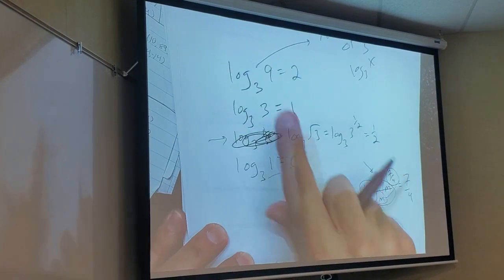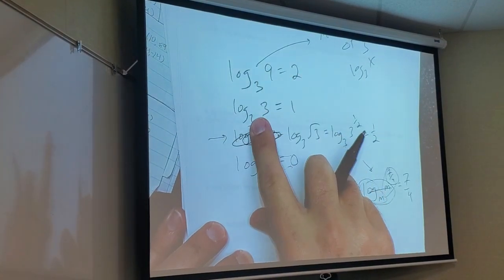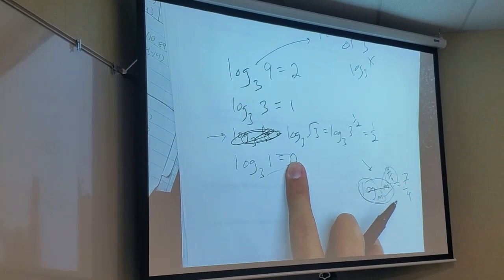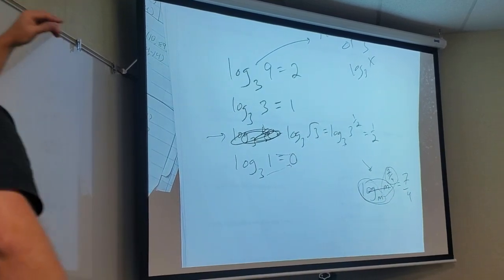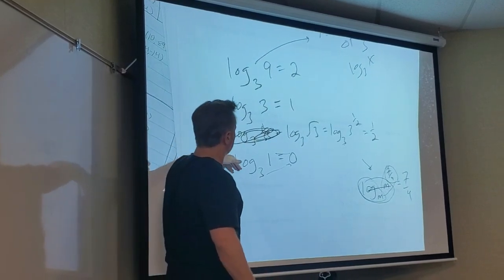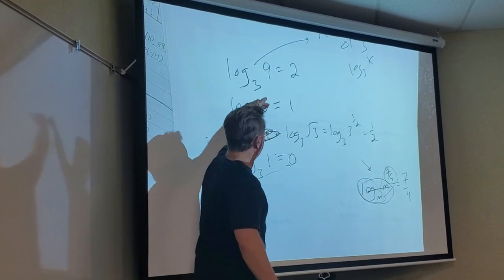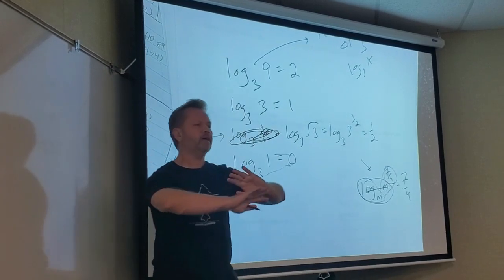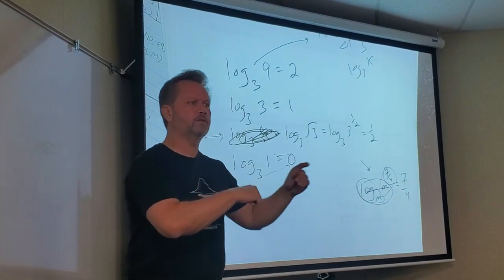Okay, so log base 3 of 9 is 2. Log base 3 of 3 is 1. Log base 3 of 1 is 0. You guys with me? So log base 3 of something between 3 and 1 is going to be between 0 and 1. Do you have to actually know that to do problems? No, it's just interesting.